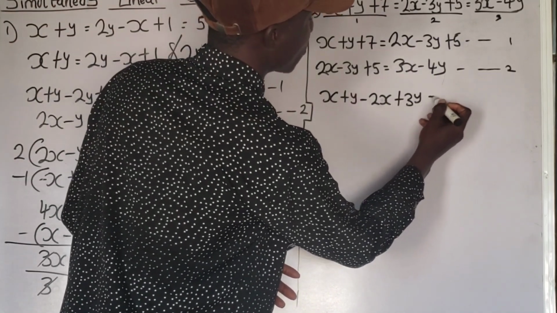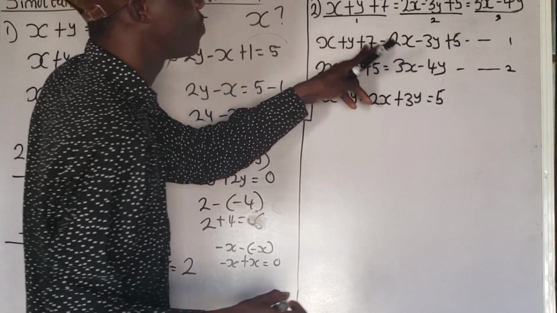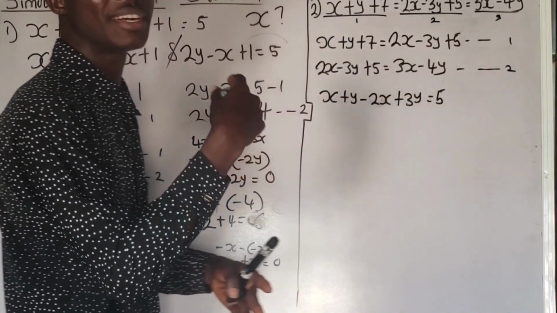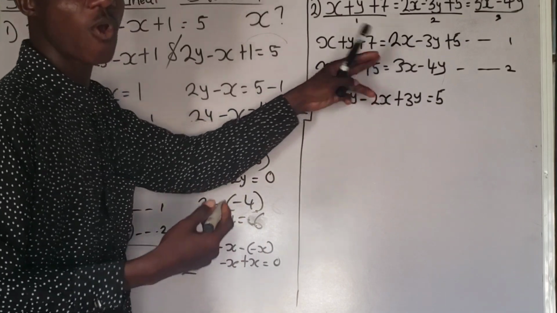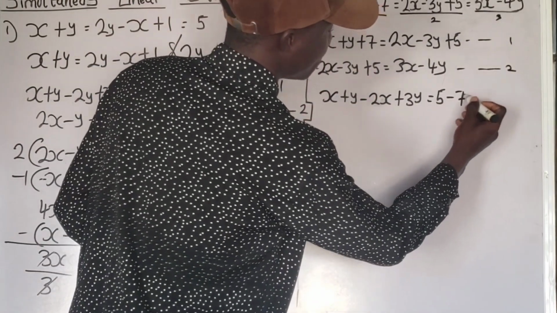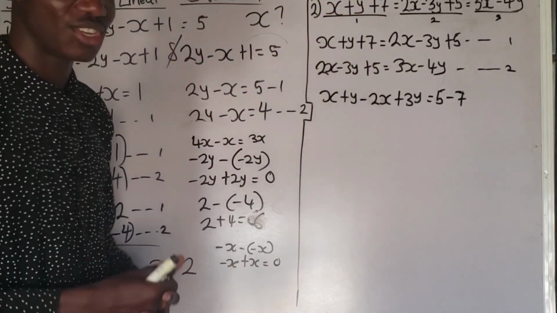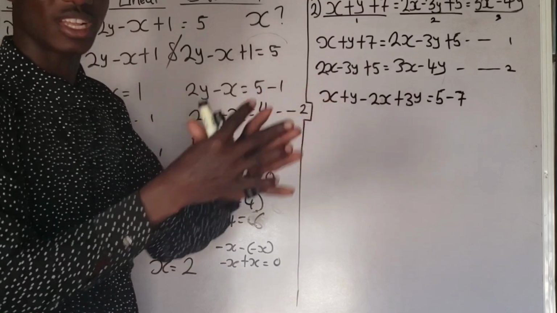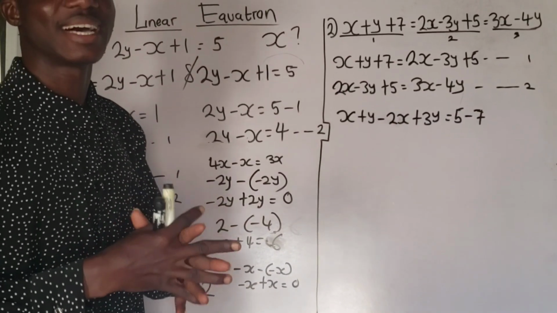Equals to 5. Now, this positive 7 will also cross to the right-hand side of the equation. Because it has a positive sign before, now it's going to have a negative sign. So I'm going to have negative 7. If you didn't understand, reverse the video and listen to the explanation again. All I do here is that I just collect like terms. Like terms simply means adding the terms that are similar together.